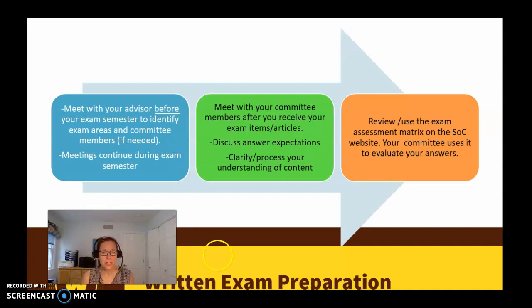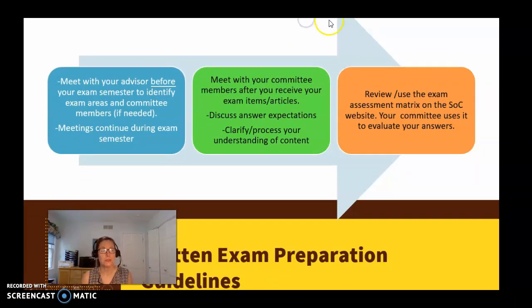So here are some preparation guidelines. First off, you want to make sure to meet with your advisor the semester before you plan on taking comprehensive exams and identify the committee members you'd like to have on your committee, and then also identify the areas in which you want to focus for your writing of your exams. You will continue to meet with your advisor throughout the semester in which you write your exams.